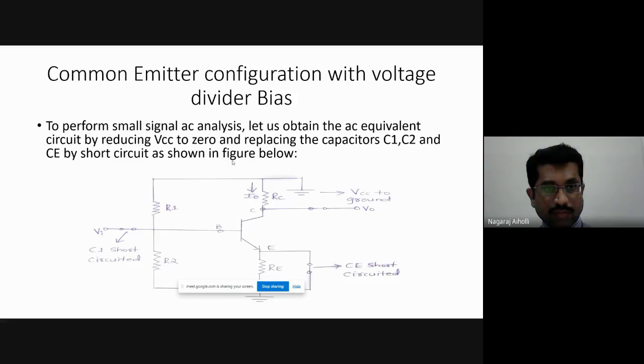Now we are performing small signal AC analysis to obtain the AC equivalent circuit first by making VCC equal to 0 and short circuiting the capacitors C1, C2 and CE. So if we short circuit C1, C2 and CE, then what we get? R1, R2, then collector resistance RC. Here VCC is made 0. Emitter resistance RE is connected to ground.